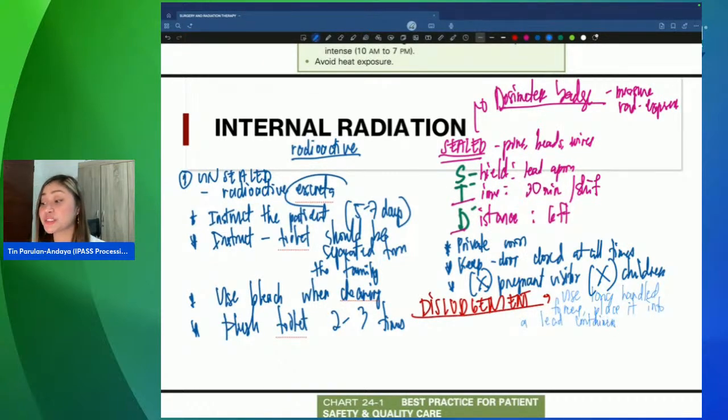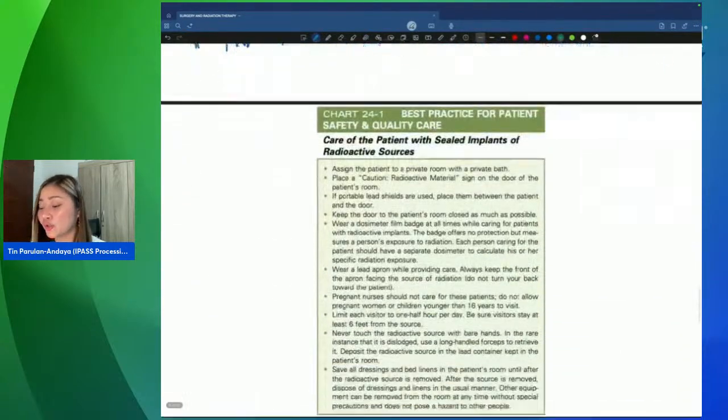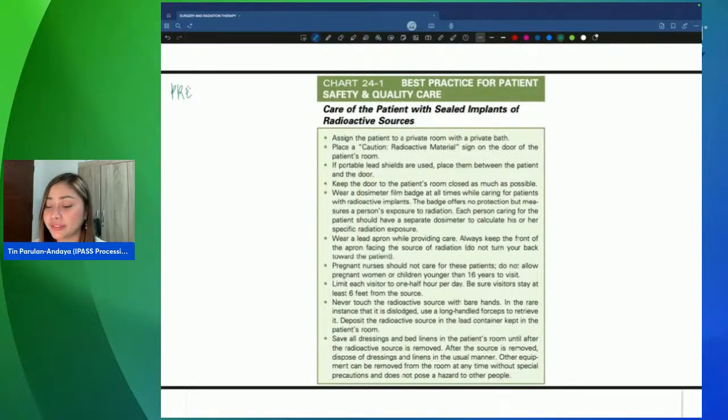So our focus here is to prevent dislodgement. How are you going to prevent dislodgement? Anything that reflects that the patient will not ambulate, yes or no? Yes. Can you give an example? NCLEX loves to ask about this. What are the actions to prevent dislodgement?